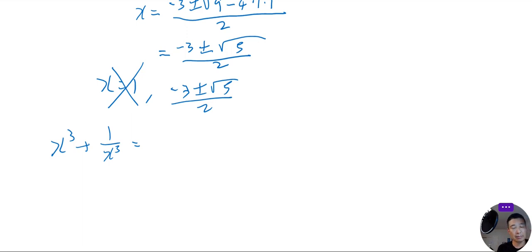To avoid rounding error. So you know what I've got? Negative 18, which is good. Now I'm going to try negative 3 minus square root of 5, divided by 2, and then I cube that number and then plus 1 over that answer.